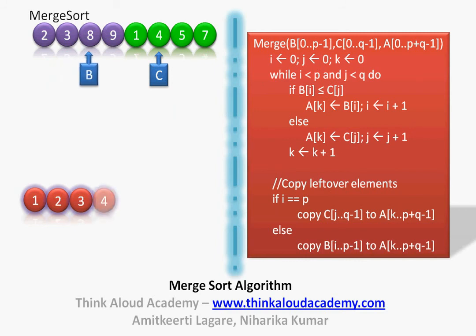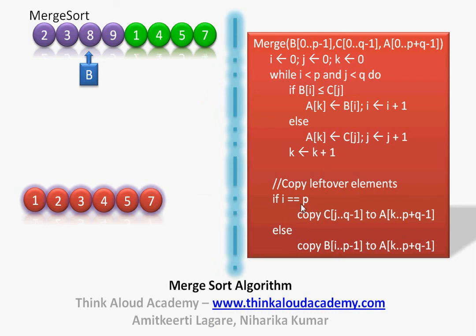8 and 4, 4 is smaller, C moves ahead. 8 and 5, 5 is smaller, so we pick 5, and C moves ahead. 8 and 7, 7 is smaller, we pick 7. And since we have reached the end of the list, C will drop off, and we come into this if.